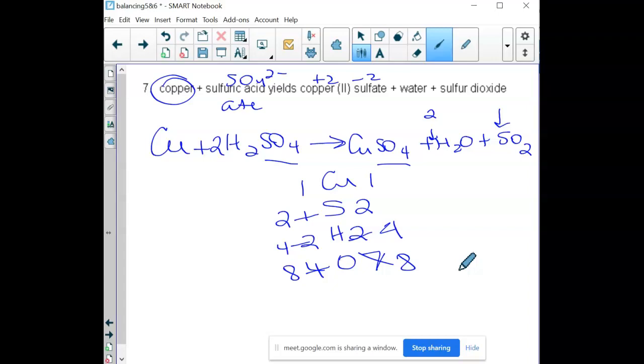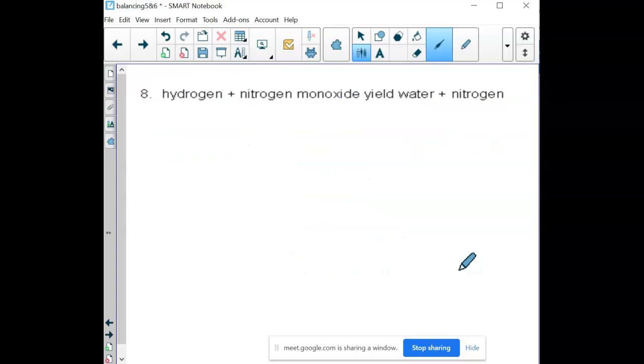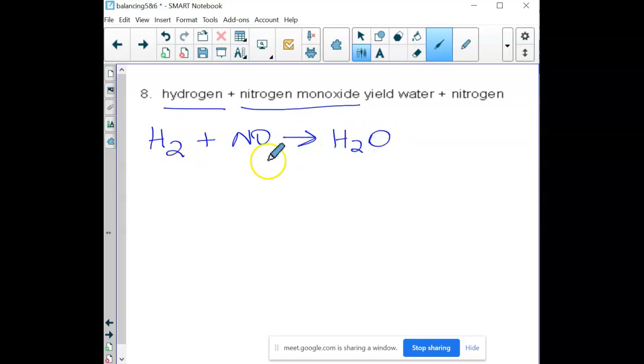Okay, let's look at number 8 then. Last one on this page. So we have hydrogen by itself. So we think about Brinkelhoff, yes or no. It's a yes. Plus nitrogen, but it's not by itself. It's with somebody. So we have to apply the rules. In this case, it's prefixes. Nitrogen monoxide, so 1 nitrogen, mono, 1 oxygen. Yields tells me an arrow. Water, I'm going to write it as H2O because there's no OH on the other side, so it's not helpful to write it as HOH. Plus nitrogen's by itself. It is a Brinkelhoff, so it has to be N2.